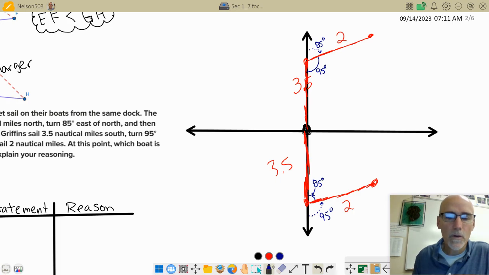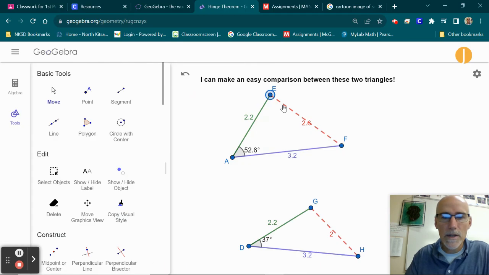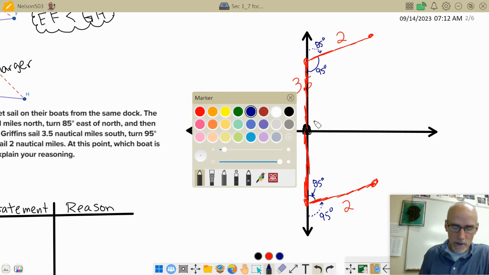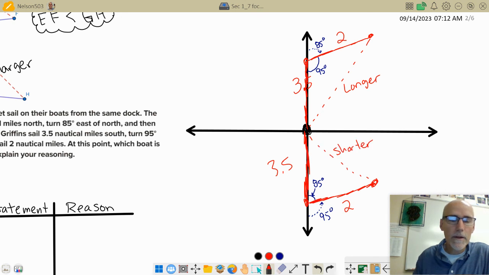And so let's go to a different color here. What color was it on our GeoGebra sketch? Wasn't it like a red dash line? Yeah. So shoot, I'm already using red. I guess I'll continue with red. I'll make it red dashed. Okay, this distance here is longer than this distance right over here. This is shorter. So that is hopefully answering their question.